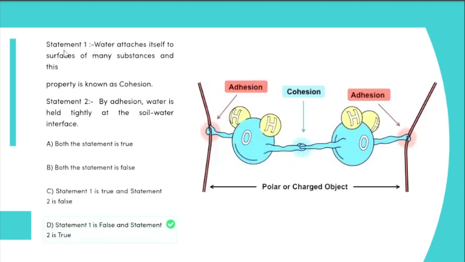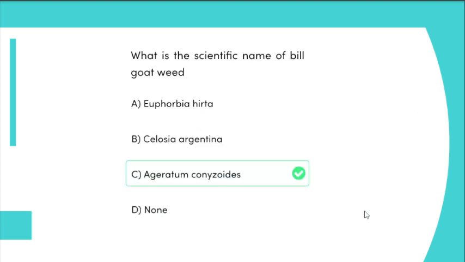Next question. Statement 1. Water attaches itself to surface of many substances and this property is known as cohesion. Statement 2. By adhesion, water is held tightly at the soil water interface. In this question, statement 1 is false and statement 2 is true. That is, water attaches itself to surface of many substances and this property is not cohesion, that is adhesion. In this figure, we can easily understand the relationship between the adhesion and cohesion.